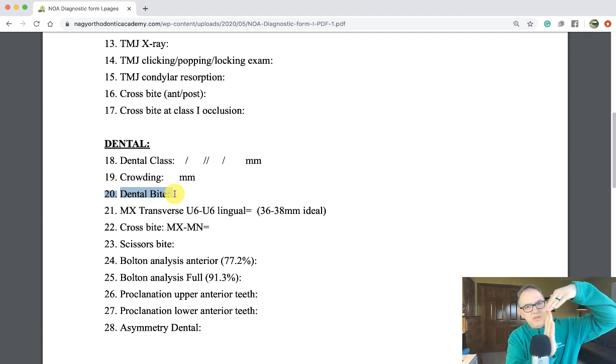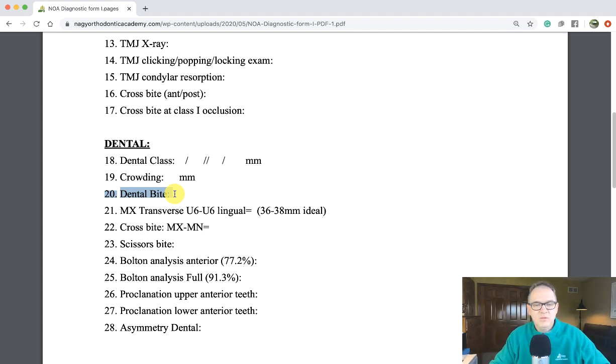These are the anterior, the front incisors, and this is open. So it's just open, normal, or deep. And then you could put severe, moderate, or mild, or 100%, 50%, so you can indicate the dental bite. Like I said, we're going to practice this with cases, so then it's all going to make sense, okay?